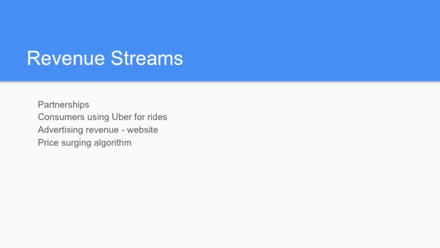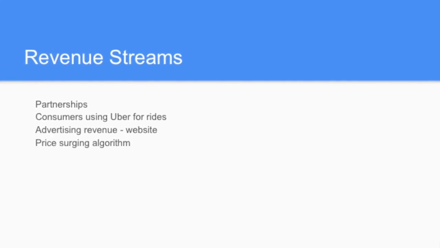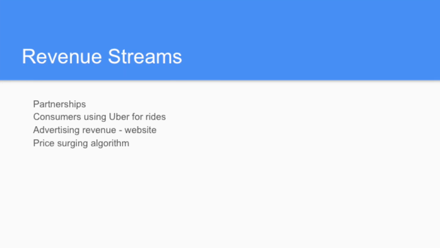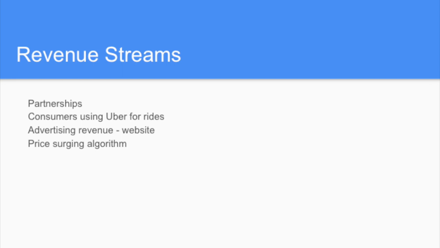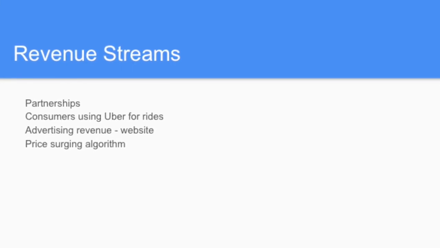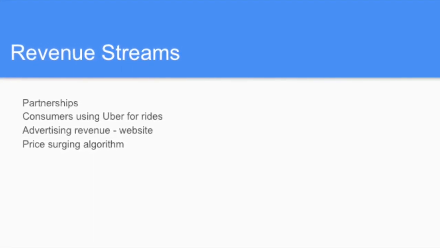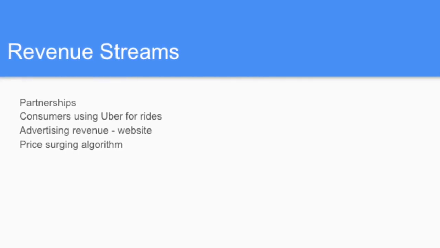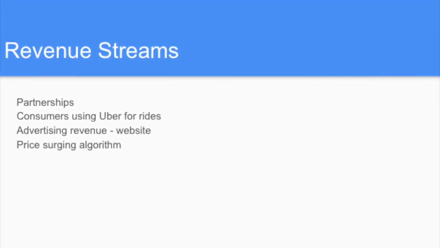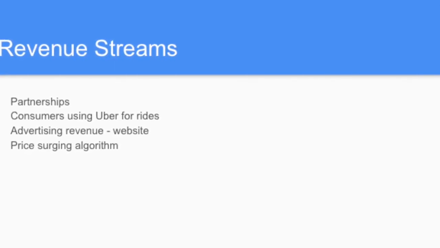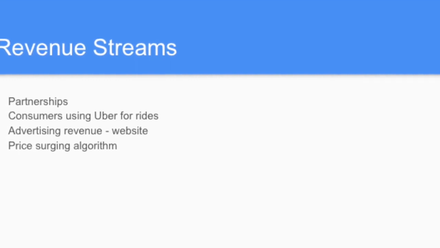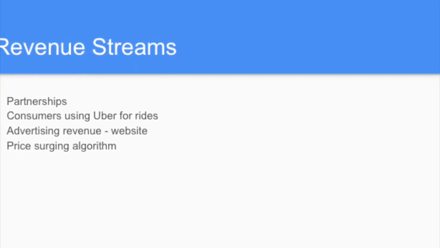Moving on to revenue streams, Uber acquires much of their revenue through partnering with firms such as Goldman Sachs. They also earn revenue through, obviously, their consumers using their Uber services for rides. Additionally, they also receive revenue through the advertising that advertisers put on their app and website. Uber's price surging algorithm allows them to accurately charge consumers based on the traffic of demand for Uber services.